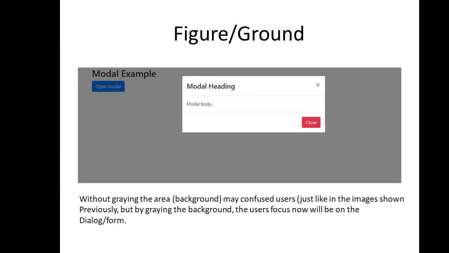So just in this example, here's a modal form. Once you open a modal form, it will gray out this background. That will immediately let the user know what is the figure and what is the ground. Because if not, then the user will be confused.